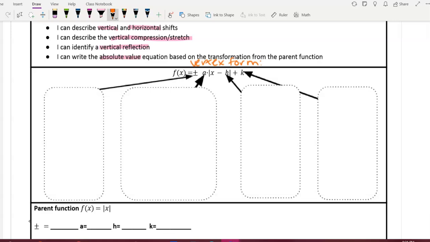Okay, so getting into our vertex form. All right, so this first box here is pointing to the positive and negative sign. And the positive and negative sign is going to tell us two different things. If it's positive, then we have no change. No change happens if this first value in the front is positive. Now, if the first value is negative, then we have a reflection across the x-axis.